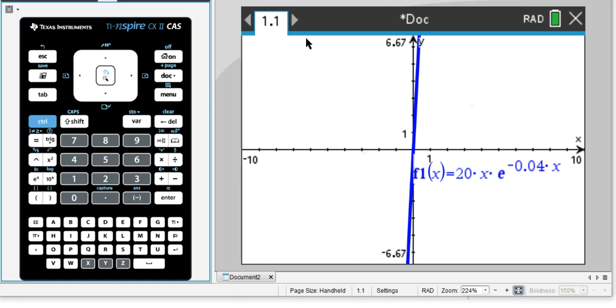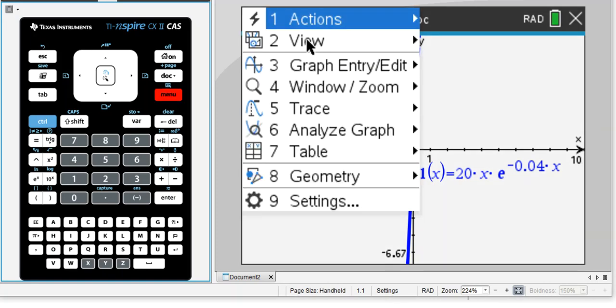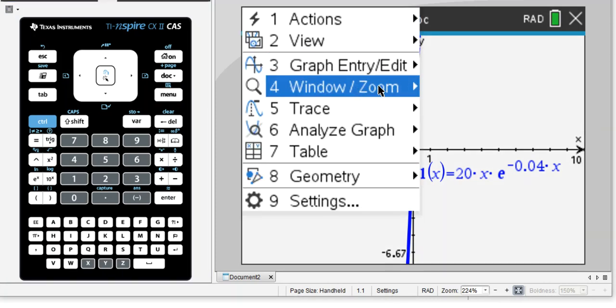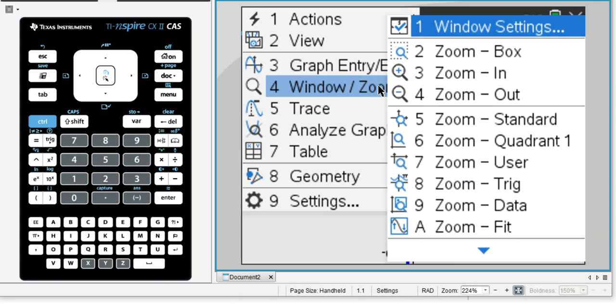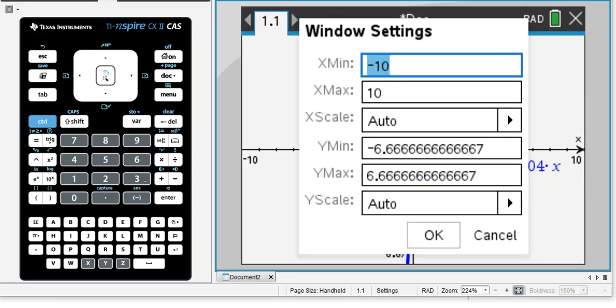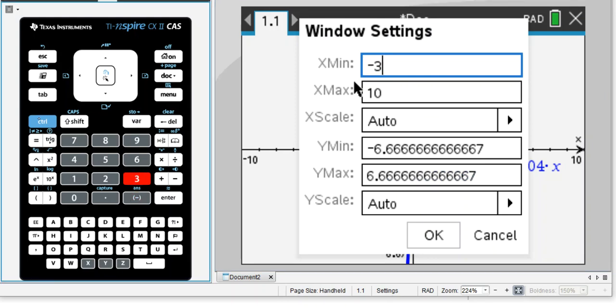Not a whole lot is visible right here, so I'm going to have to change the window. I don't really know for sure what window will work, but here's my thought. If somebody takes a drug or a medicine like this, I'm thinking a 24-hour time period would be pretty good to see the behavior of how the concentration of that medicine affects that person. So I'm going to graph from -3 to 24.